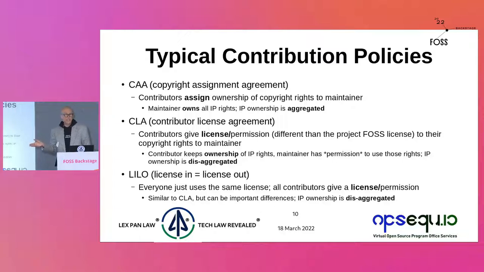There's also something called license in equals license out. It's somewhat similar to CLA in that the project says to the contributors, we use a license for this project when we distribute it out. We expect you, when you make a contribution, to use the exact same license when you give it to us. So the license in to us equals the exact same license that goes out. Now, that's somewhat similar to the CLA model, but it can be quite different depending on the terms of the CLA versus the license out. So in this case also, you have disaggregation of IP rights. The contributors still own the IP rights in their contributions. The project itself only has rights to use those IP rights.